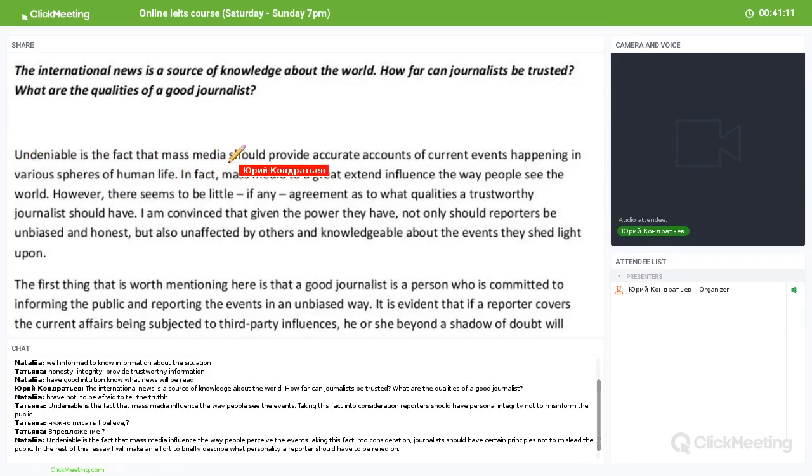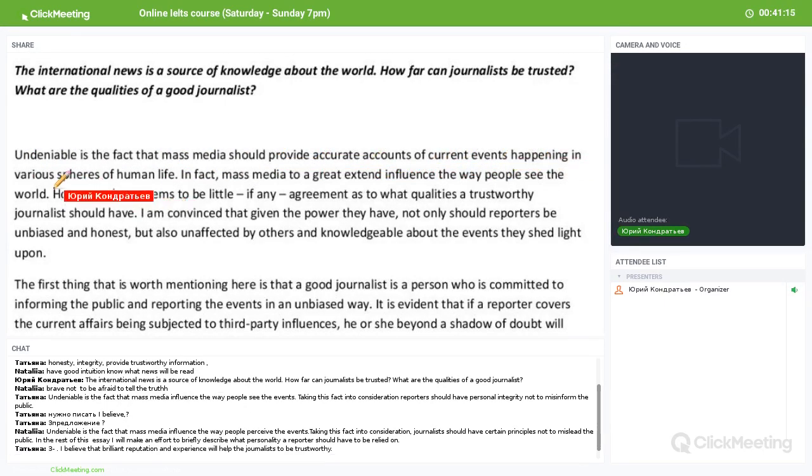Okay, so here is my example. Undeniable is the fact that mass media should provide accurate accounts of current events happening in various spheres of human life. In fact, mass media to a great extent influence the way people see the world. However, there seems to be little, if any, agreement as to what qualities a trustworthy journalist should have. I'm convinced that given the power they have, not only should reporters be unbiased and honest, but also unaffected by others and knowledgeable about the events they shed light upon. Okay, so this is my example.